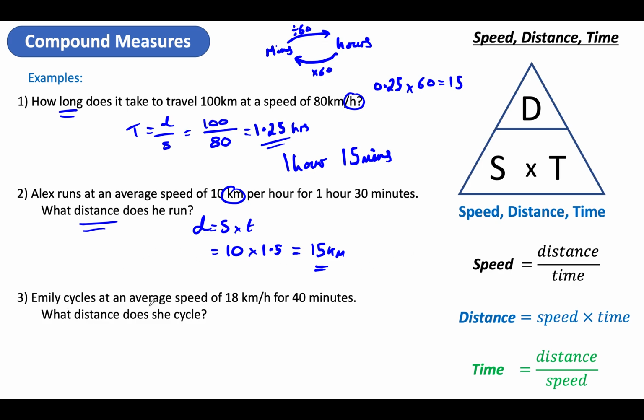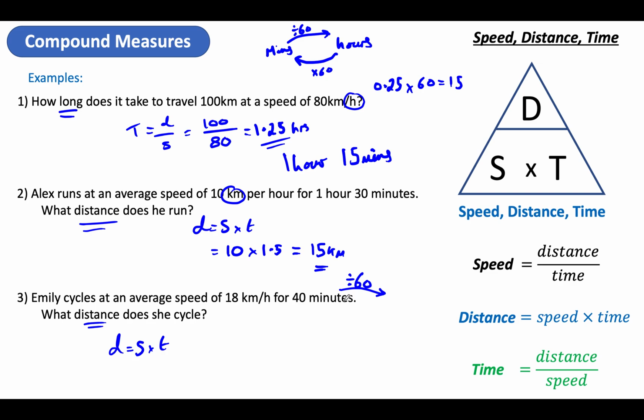Lastly, Emily cycles an average speed of 18 kilometers per hour for 40 minutes. What distance does she cycle? Well, we already know distance. Distance is speed times by time. Easy. But look, we've got minutes here. And this says hours. Kilometers per hour, but it's 40 minutes. I need to change my minutes to be in hours, because otherwise it's not going to work. The units need to match if you're doing a calculation like this.